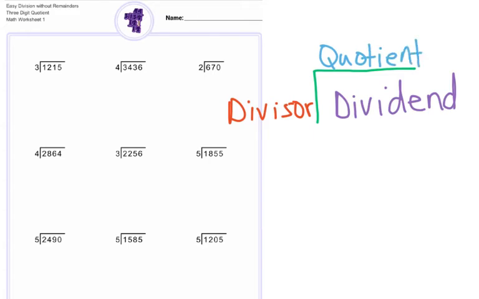And then if the divisor does not divide into the dividend equally, you will have a remainder, and that would go next to the quotient, R, and then whatever's left. And this is what you're going to need to be able to demonstrate tomorrow.